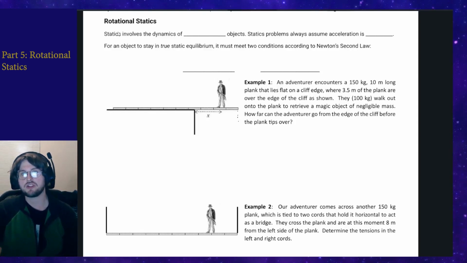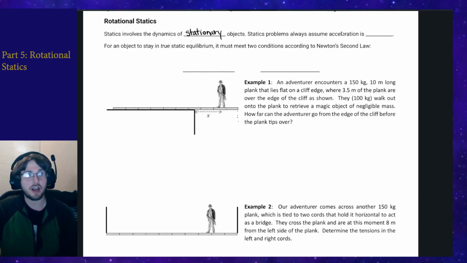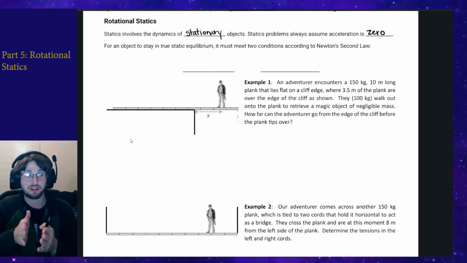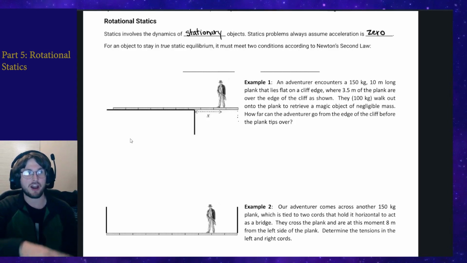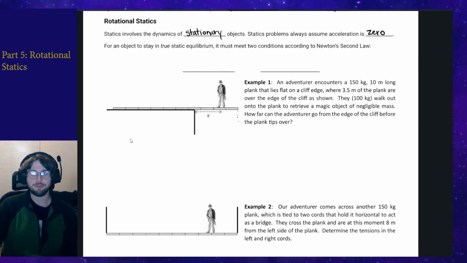We're going to start with rotational statics. So statics, if you remember from way back in a forces unit somewhere, involves the dynamics of stationary or static objects. Statics problems always assume the very convenient thing, which is that acceleration, ideally, is 0. I say ideally because statics plays a huge role in something like bridge building, where you want a very clearly static object that's safe for you to traverse across. If you don't have a static bridge, or something is not equaling 0 on the bridge that you're on, you are in for a very bad day.